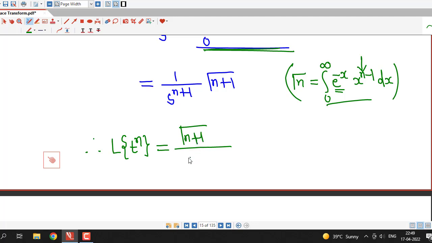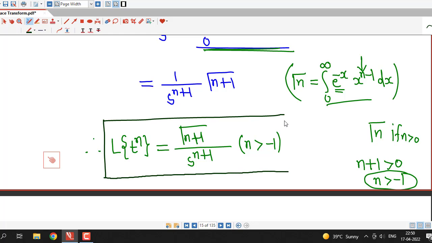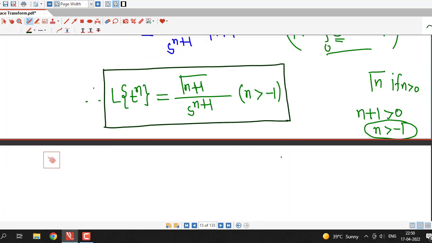divided by s raised to n plus 1, and we know that gamma n is defined if n is positive. Instead of gamma n we have gamma n plus 1, therefore gamma n plus 1 is defined if n plus 1 is positive, or we can say that if n is greater than minus 1. So this formula is valid if n is bigger than minus 1. If n is bigger than minus 1, n plus 1 will be greater than 0 or positive, and therefore gamma n plus 1 is defined. So this is a very important formula. We will remember this. Laplace transform of t raised to n is given by gamma n plus 1 divided by s raised to n plus 1.